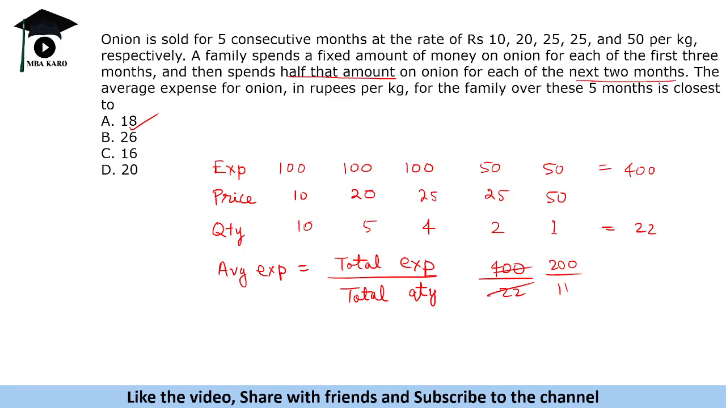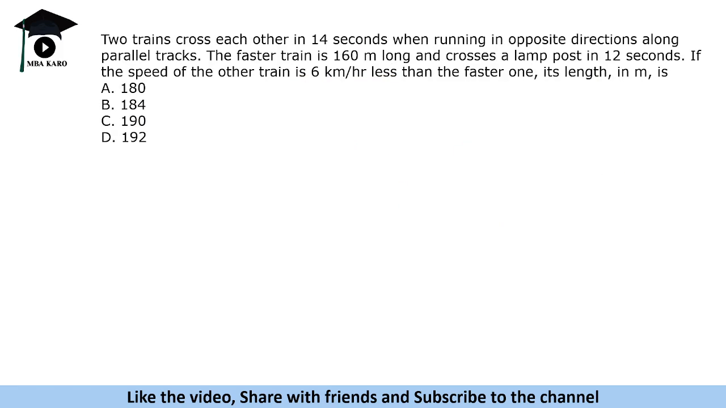Based on weighted average. Two trains cross each other in 14 seconds when running in opposite directions along parallel tracks. The faster train is 160-meter long and crosses a lamppost in 12 seconds. If the speed of the other train is 6 km per hour less than the faster one, its length in meters is? Now we have a faster train. It is 160-meter long and crosses a lamppost in 12 seconds.